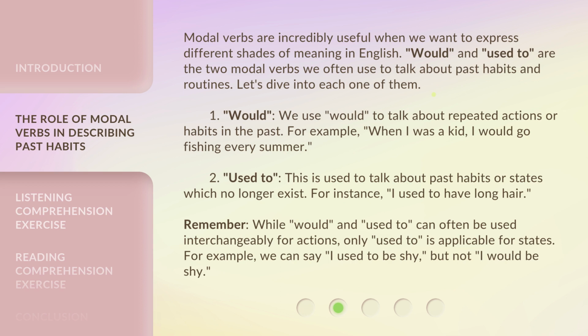2. Used to. This is used to talk about past habits or states which no longer exist. For instance, I used to have long hair. Remember, while would and used to can often be used interchangeably for actions, only used to is applicable for states. For example, we can say, I used to be shy, but not, I would be shy.